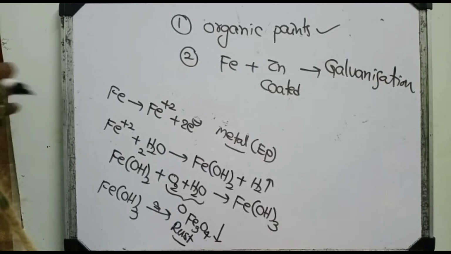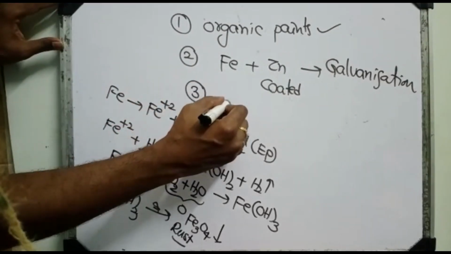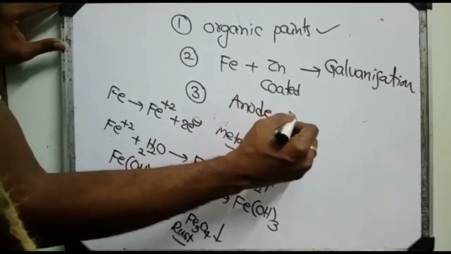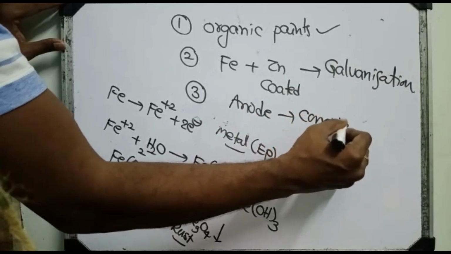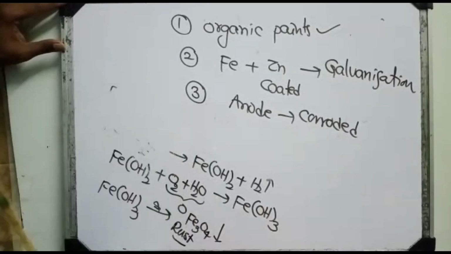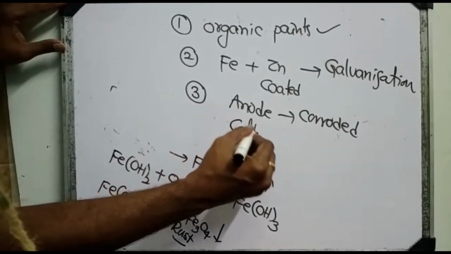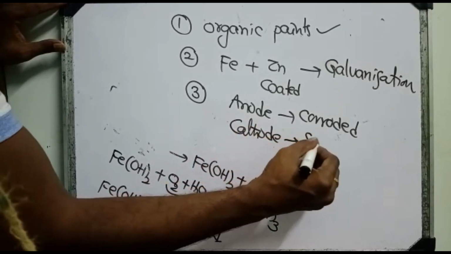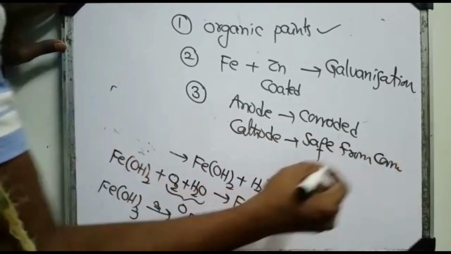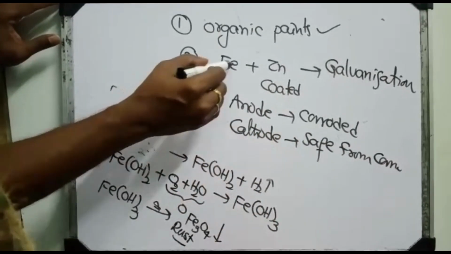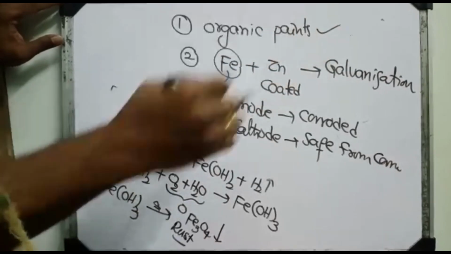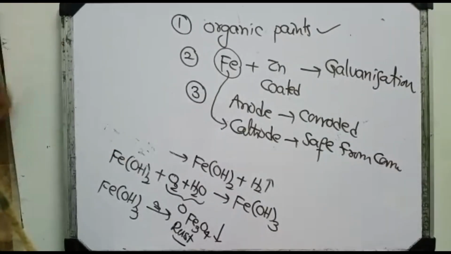Next, who is corroded? The anode is corroded. So the anodic material is corroded. Who is on the safe side from corrosion? The cathode is on the safe side. So whatever the material, suppose you want to protect iron, you convert the iron into a cathode, so iron will be safe from corrosion.